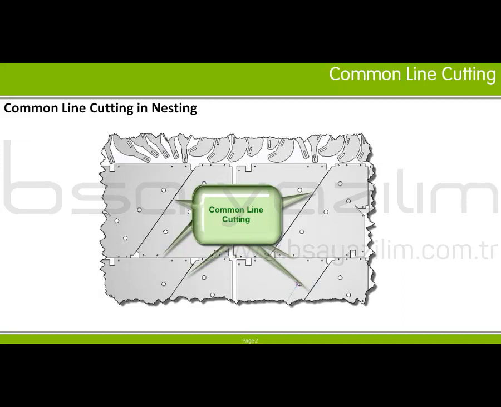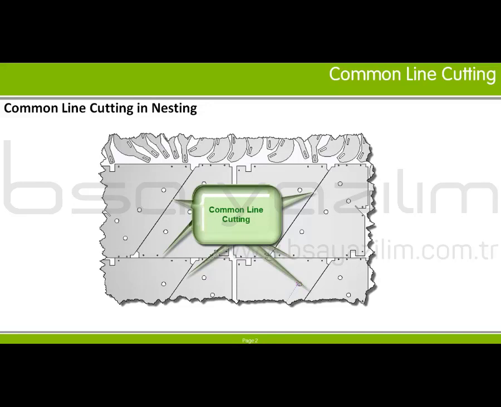This type of cutting is defined by setting the nester to place such parts in the nest so that the gaps between them are equal to the kerf width, instead of using the normal nest spacing for parts. This means that when automatic tooling is applied to the nest, it will be able to create common line cuts between those parts.